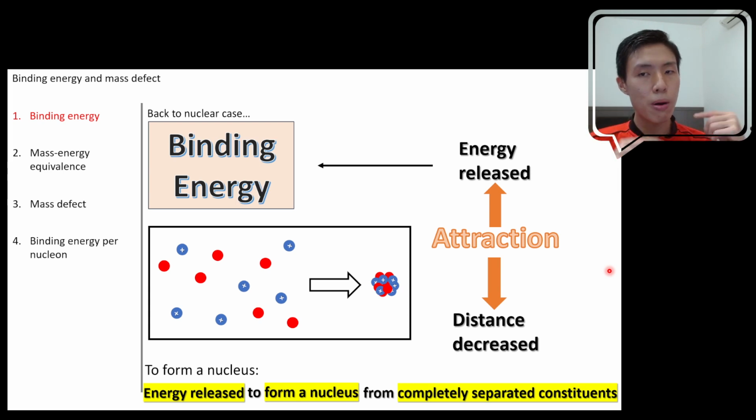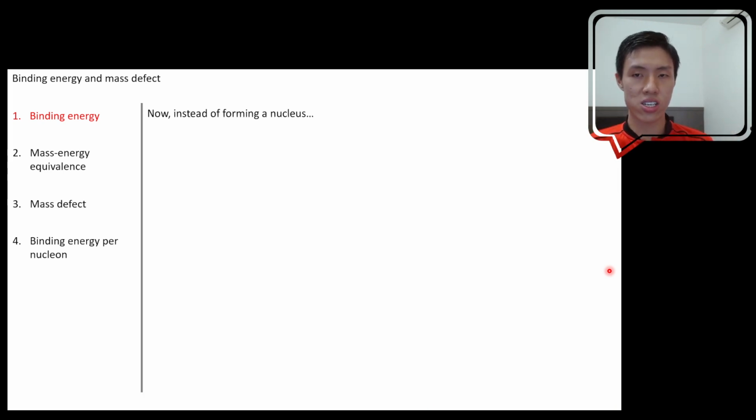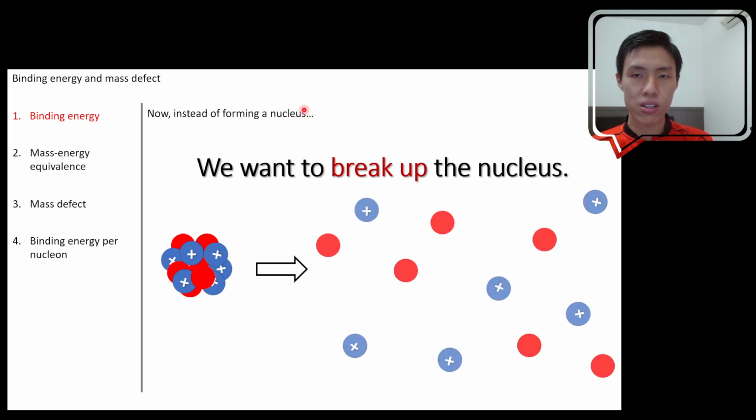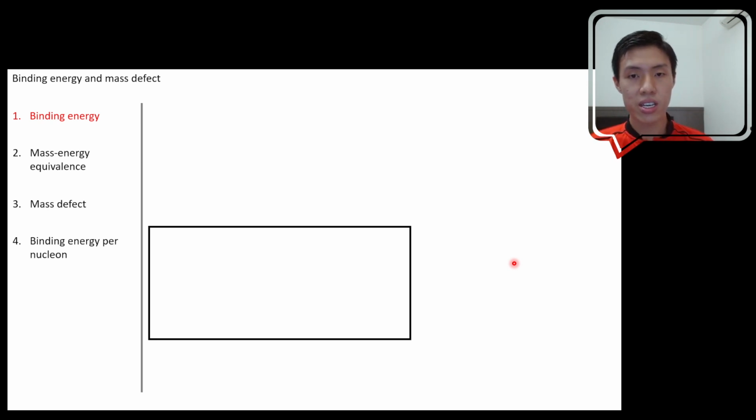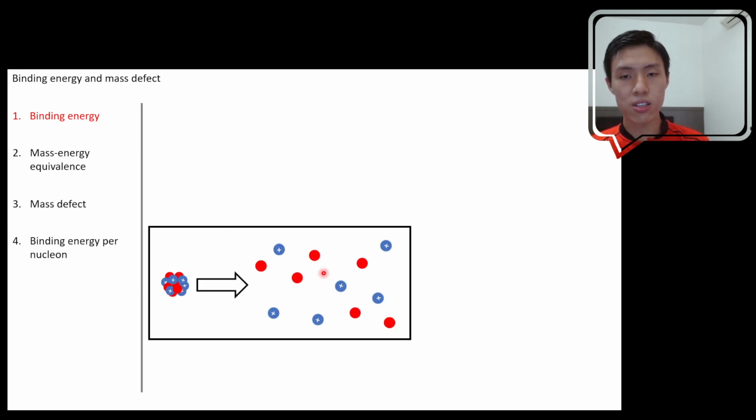But we can also talk about binding energy the other way around. Instead of forming a nucleus, now we want to break up a nucleus. We are going to bring all these protons and neutrons, which are initially very close to each other, and break them apart so that they are now far away from each other. So we are going to study the opposite process. Previously it was formation of a nucleus, now it is the breaking up of a nucleus, so we should expect that it goes from close together to being further apart.